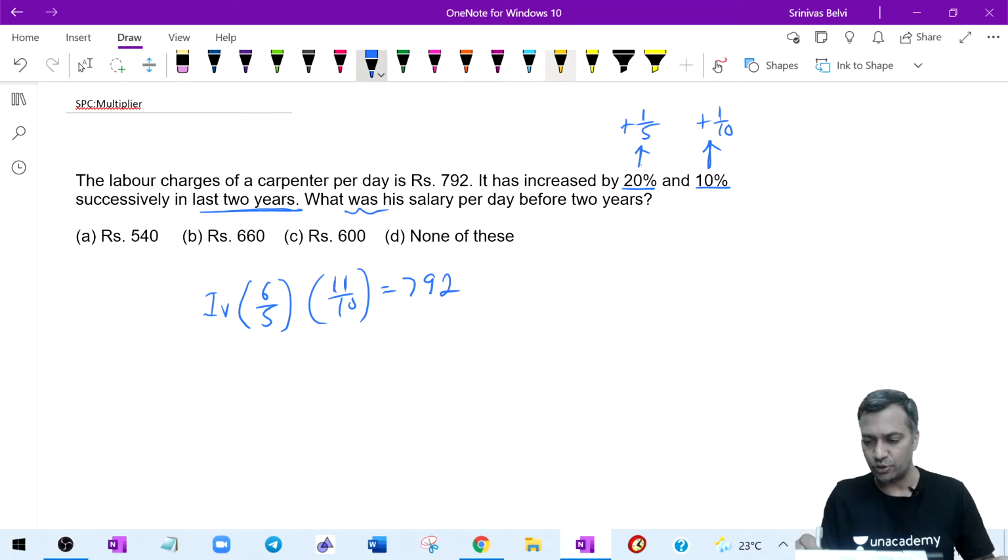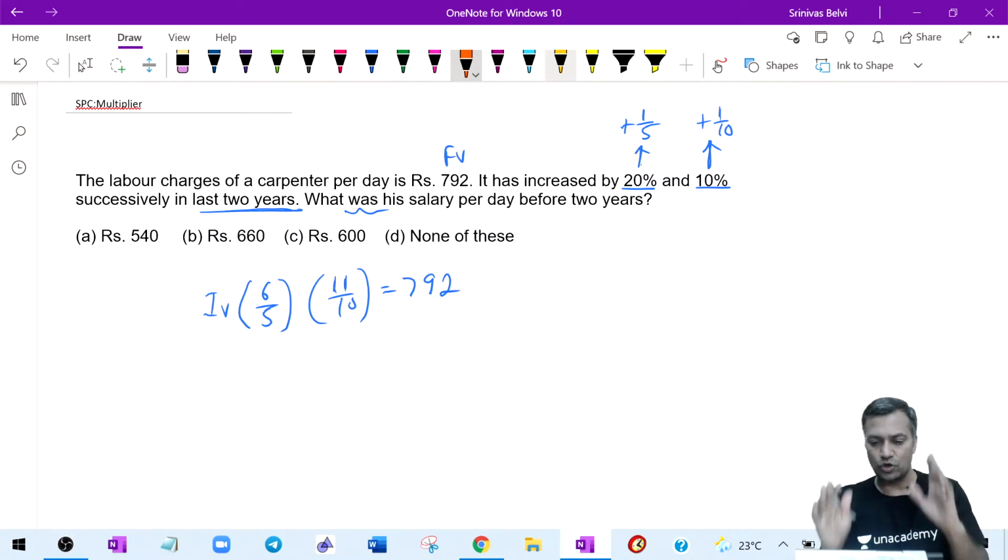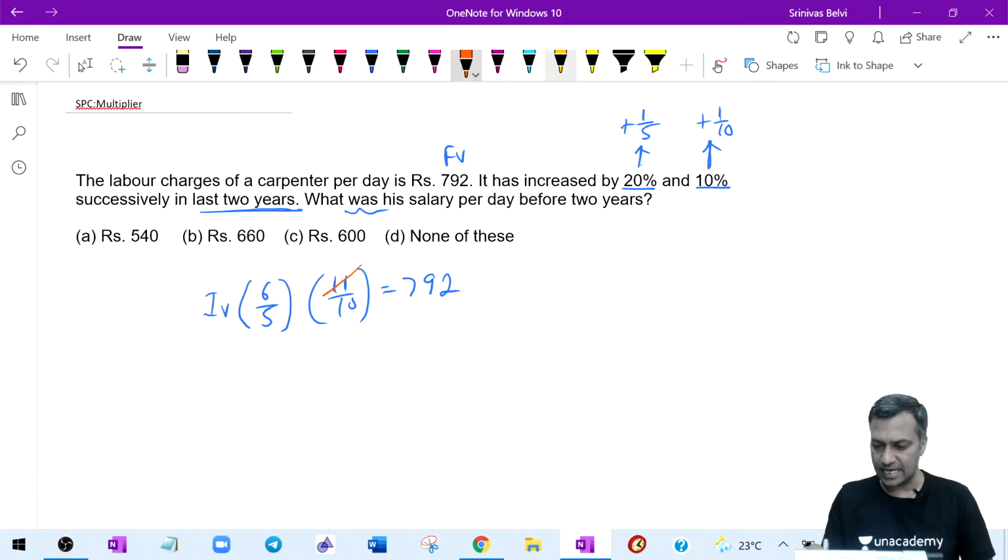Which is becoming how much? 792. That's the final value. What is given to me is the final value. What is asked is the initial value. Always the multiplier should sit on the initial value side. No confusion whatsoever out there. All right, it has to be very, very clear. All right, let's cancel this by 11.